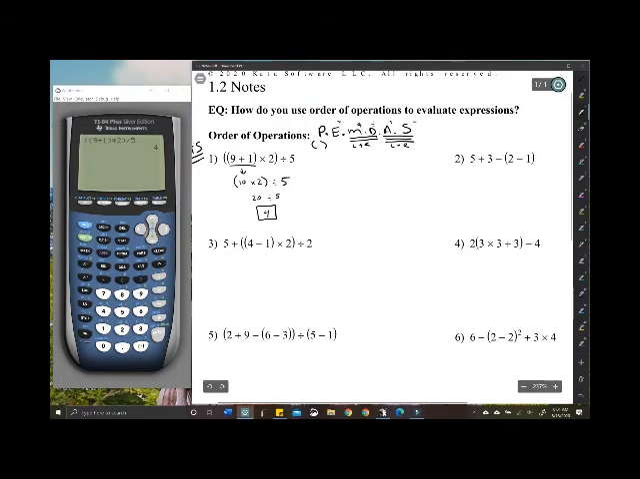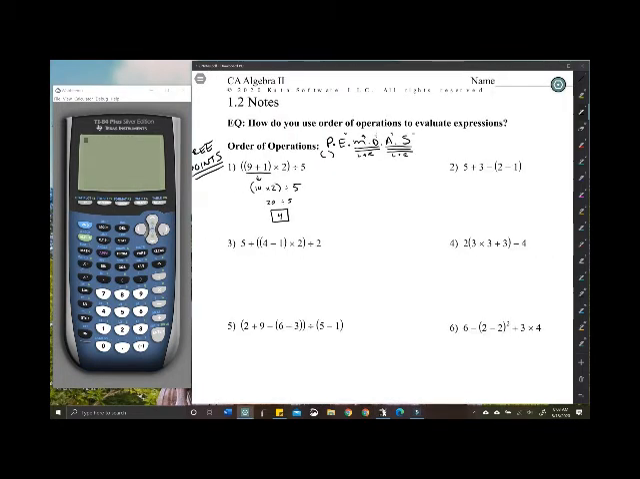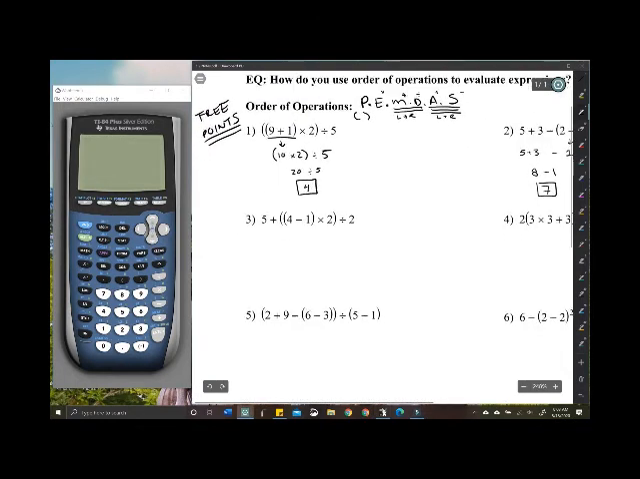Okay? Right across, number 2 here: 5 plus 3 minus parentheses 2 minus 1. Take care of the 2 minus 1 first. 2 minus 1 is 1, minus, and then 5 plus 3. Well, 5 plus 3 is 8, minus 1 is 7. Again, just double check that 5 plus 3 minus parentheses 2 minus 1 is equal to 7. Boom. All right. Now, a few more things going on here.